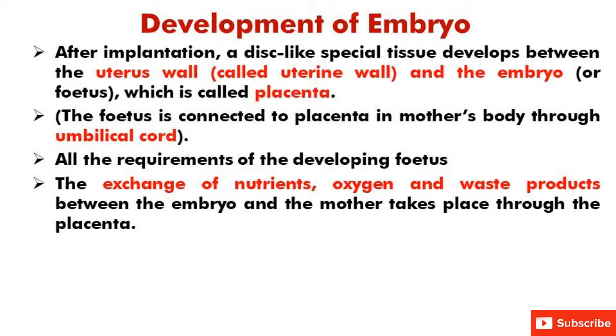After implantation, a disc-like special tissue develops between the embryo and the uterus wall. Very important, please note this. The fetus is connected to the placenta in mother's body through umbilical cord. All the requirements of the developing fetus, that is the nutrients, oxygen, waste products, food between the embryo and the mother takes place through the placenta.